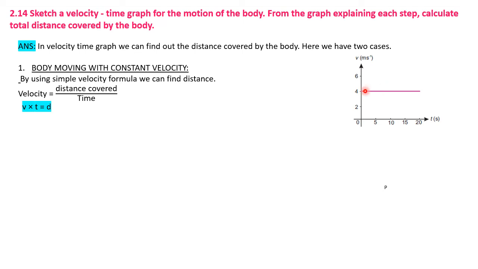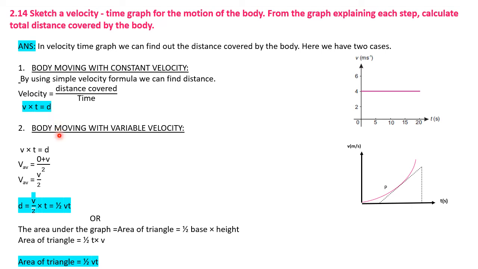So by using the simple formula, velocity is equal to distance covered divided by time, v multiplied by t is equal to d, or s is equal to vt. The next case is when the body is moving with variable velocity. Here the velocity of the body is variable. So by using the concept of area under the graph, we can find the total distance covered by the body. Here we also have two options. Number one, by using the simple formula, v multiplied by t is equal to d.